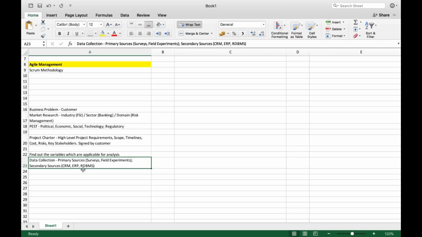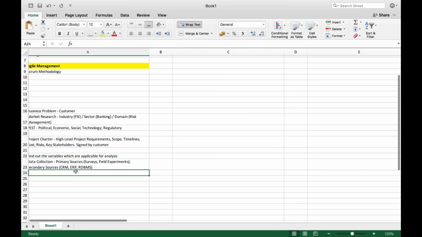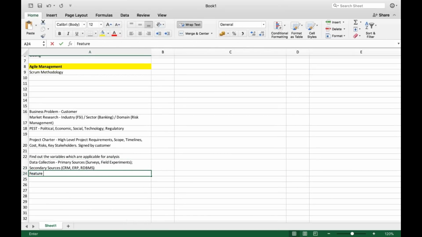However, if you feel that there are important variables which the customer is not capturing, then you will try to do some amount of feature engineering, and you will check on whether you can get those important variables from the existing variables or not. That's what feature engineering is all about.